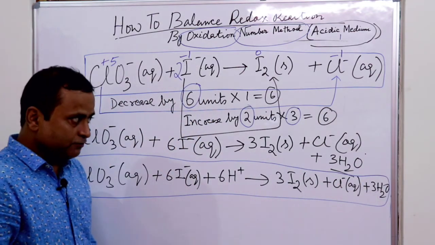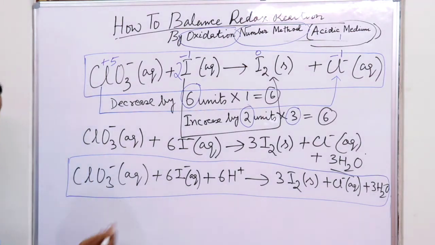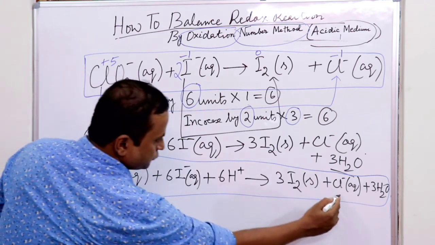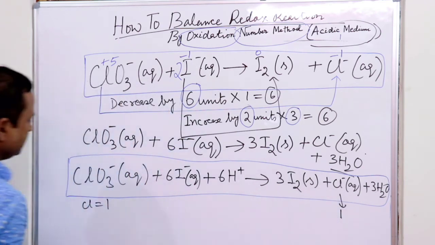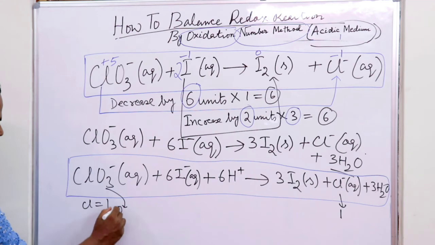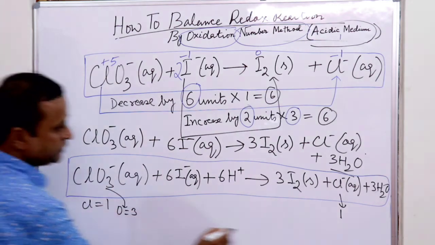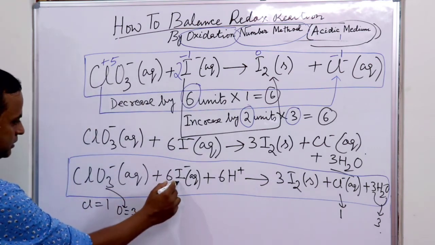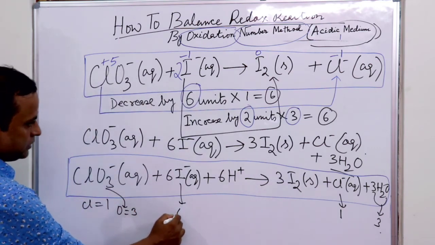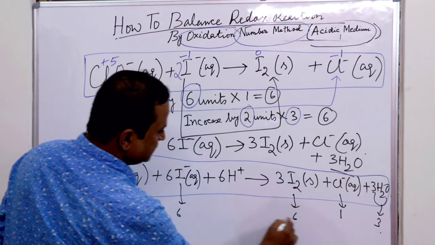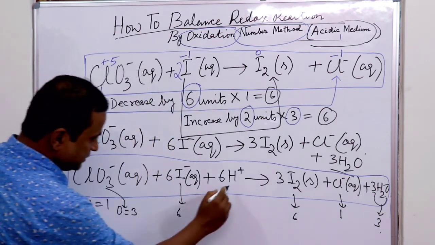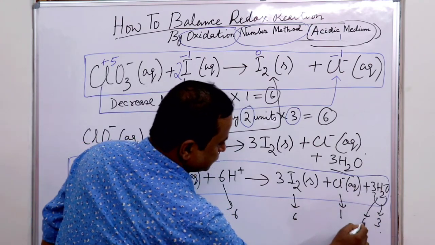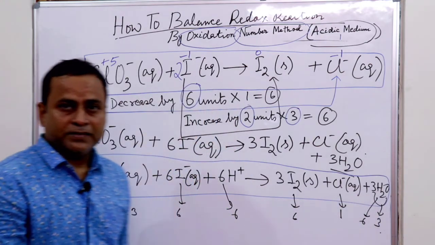Now we have to verify whether it is correct or not. So let's count the number of atoms. Here chlorine is equal to 1. Here also chlorine is equal to 1. Oxygen, how many oxygen? Here 3. Here you see oxygen is 3. Now iodine, 6 iodine, 3 2s are 6 iodine, it's balanced. Hydrogen, 6 hydrogen and 3 2s are 6 hydrogen. So all the atoms are balanced.